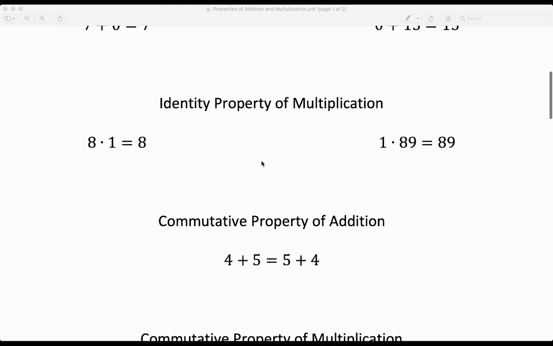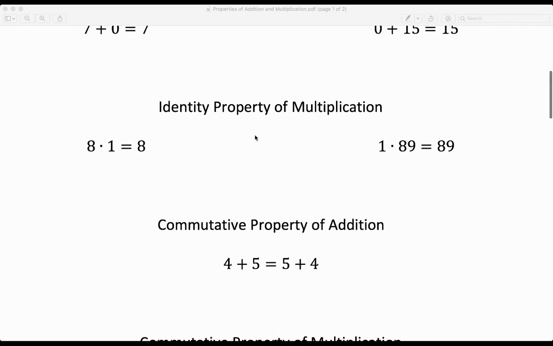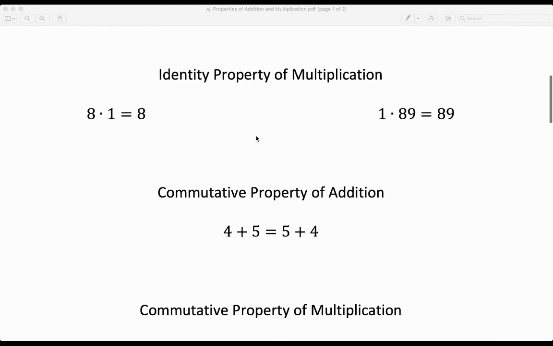We also have the identity property of multiplication, but this uses 1. In other words, 8 times 1 is equal to 8, or 1 times 89 is equal to 89. So again, we don't care if the 1's in front or afterwards, but if you multiply by 1, it doesn't change the number. That's why it's called the identity property.